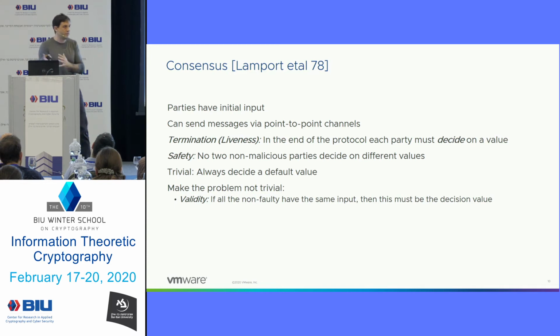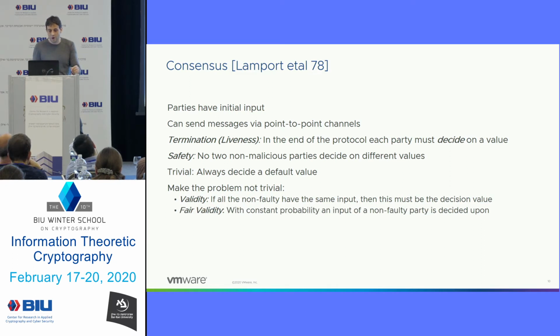If everybody has 0, then 0 has to be the decision value. The problem with this type of validity is that if we have conflicting values, then we can decide anything we want. So there are ways to make these validity properties stronger.